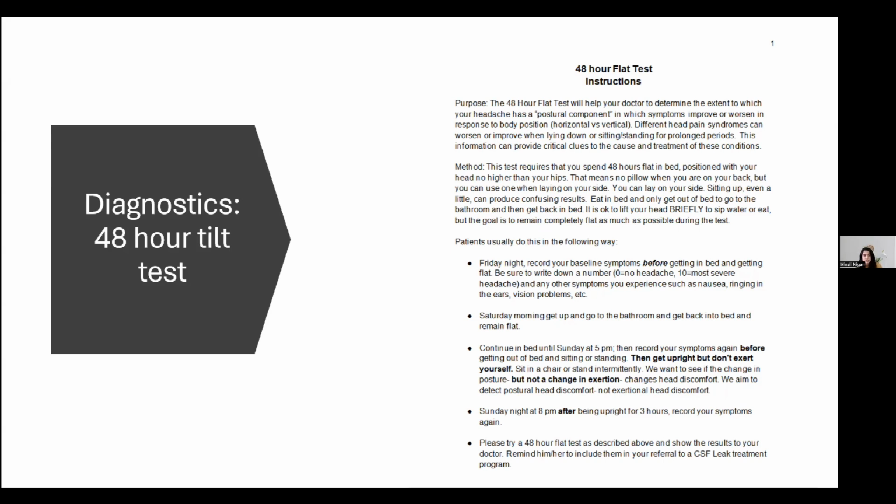If we can't get a very clear answer on if there's an orthostatic component or not, at least in our clinic, we will have patients complete a 48-hour tilt test. So for practical reasons, some patients can't just lie in bed for 48 hours, so sometimes they'll shorten it to 24 and do a modified version of it. But essentially what we'll do is we'll ask patients to record some baseline symptoms before getting into bed. Usually it's like a Friday night.